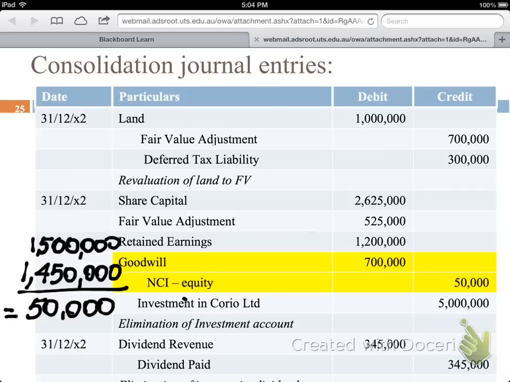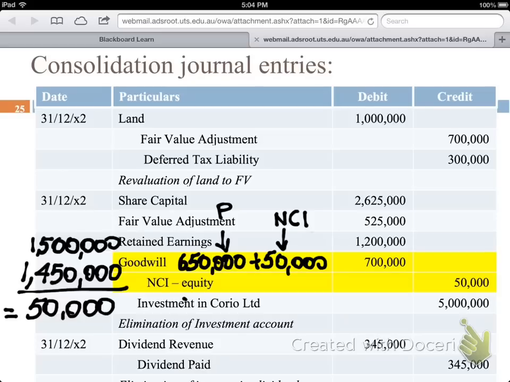Okay, so when you have a look at the goodwill here, the amount is different to our first example. In our first example, the goodwill that we calculated for the parent was $650,000. We calculated goodwill here for the NCI, it's $50,000. Okay, so this is goodwill for the NCI from the group's perspective. This is goodwill for the parent from the group's perspective. Okay, so that gives you a total goodwill of $700,000.